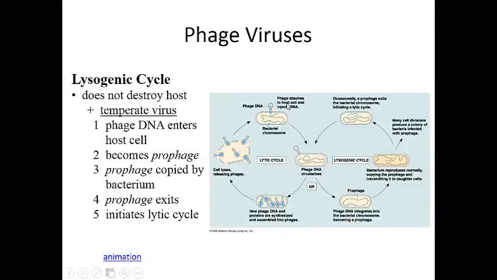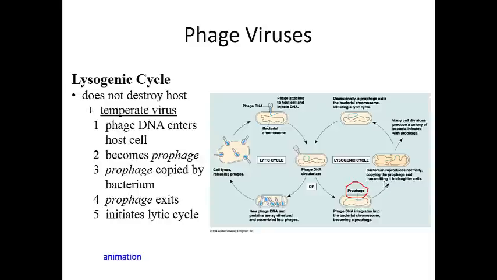The other reproductive cycle that a phage virus can use is called the lysogenic cycle. The lysogenic cycle is not going to kill the host cell. Viruses that reproduce using the lysogenic cycle are called temperate viruses. Here you can see the phage infecting the host bacteria. Once the phage inserts the genetic information, that DNA is then going to incorporate itself into the host cell's DNA. Once the virus's DNA has been incorporated into the host cell's DNA, we now call it a prophage.